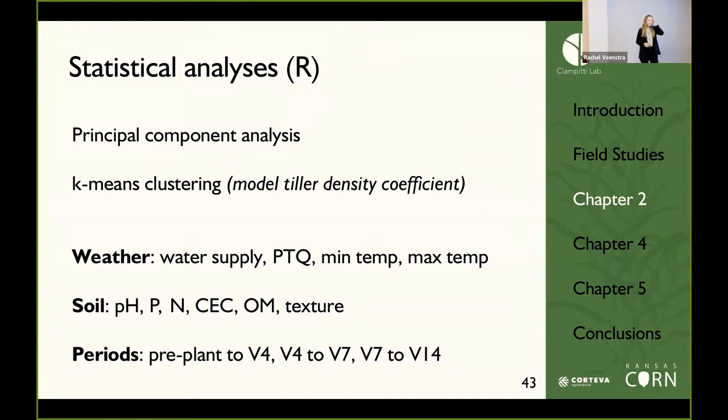soil variables that we had collected, and then the periods that we were targeting for this were pre-plant to V4, which is before tillers would be appearing on those corn plants, V4 to V7, which is during tiller appearance, those tillers are actively being put on, and then V7 to V14, which is when those tillers would be developing.